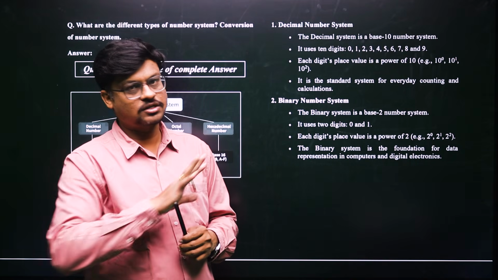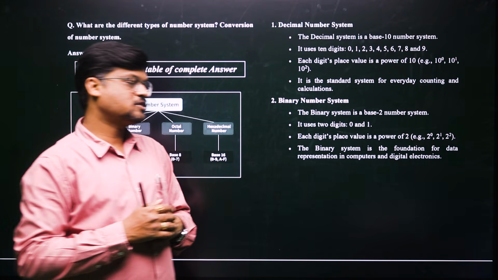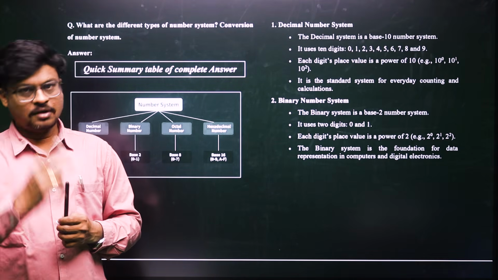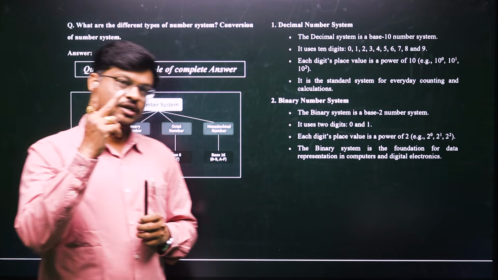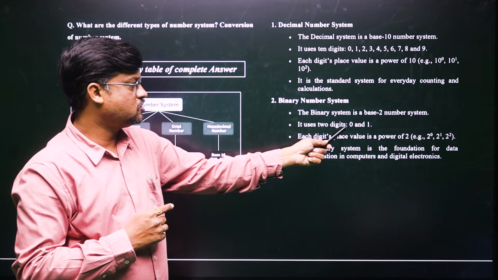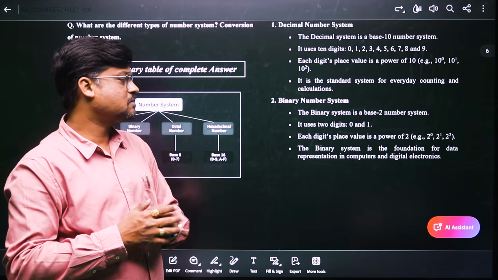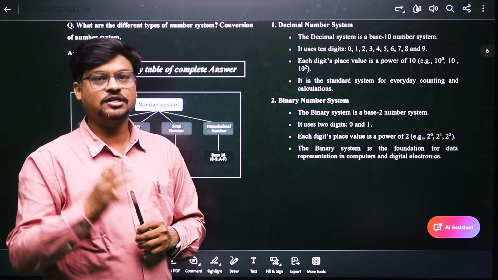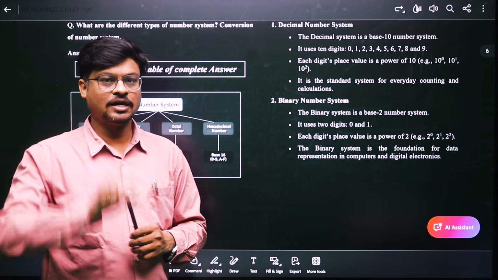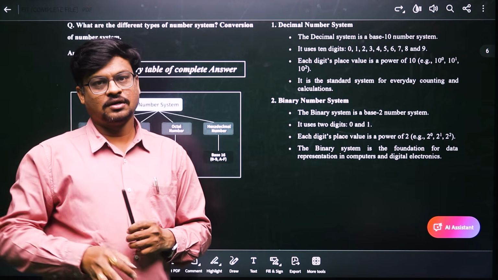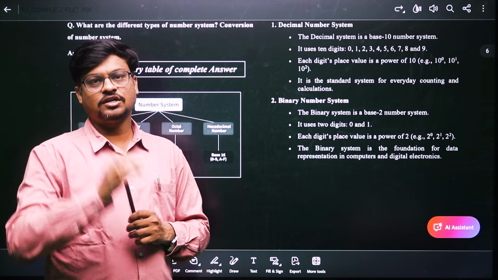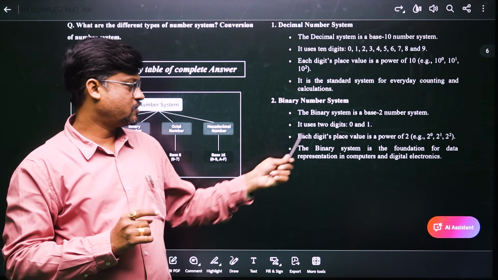Entire mankind uses this. Binary number system comes with a base of 2. Binary number system is constructed only by using 2 digits, that is 0, 1. Binary system is the foundation for data representation in computers and digital electronics. Any digital device, any machine understands only 0, 1, 0, 1. For that we use binary.